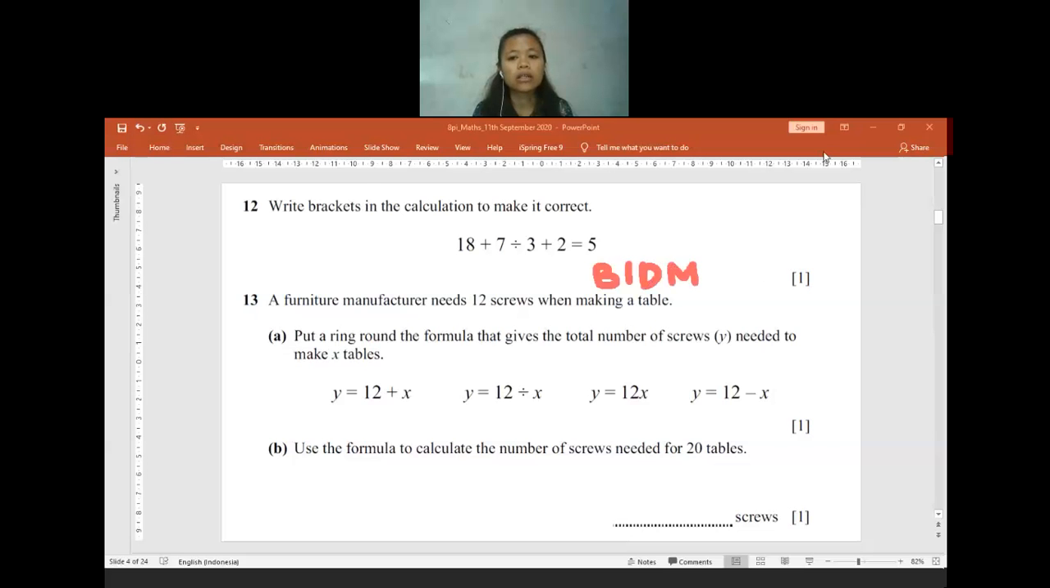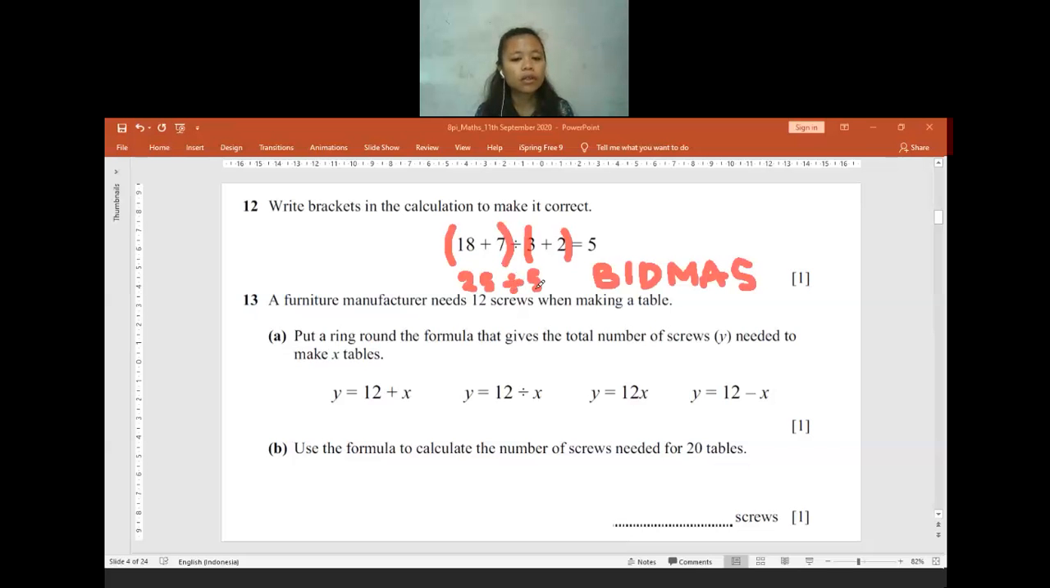Is there anyone who has already done it? Maybe we can directly discuss the answer. Where do I have to put the brackets? Okay, someone already told me through the chat box. Yes, the answer is correct. We put brackets around 18 and 7, and also 3 and 2. Because 18 plus 7 is 25, and then 25 divided by 5 is 5.